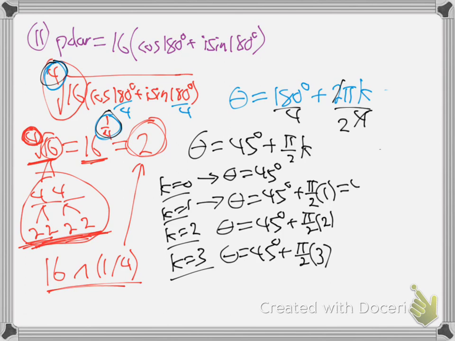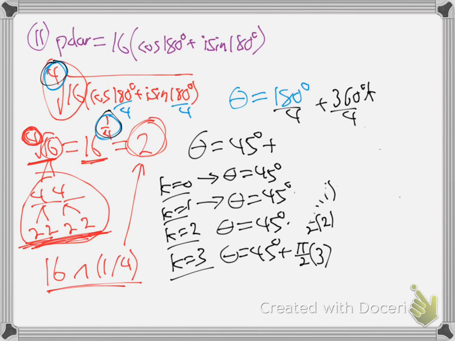So this is 45 plus pi over 2. Oh, instead of pi over 2, why don't we use 360? I'm sorry, guys. I shouldn't be mixing radians with degrees. That's probably not the easiest way to go. Let's put this back. Instead of 2 pi k, let's put in 360k, and then we got to divide it by 4. So that'll be 90k. Yeah, let's try that again.